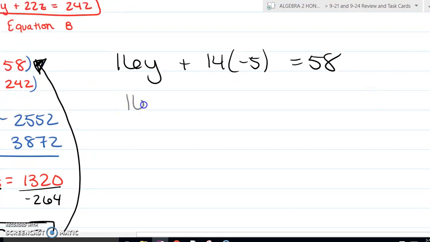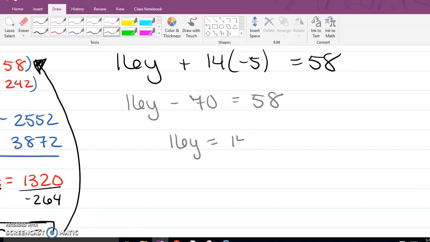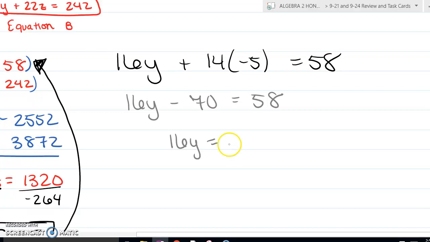Okay, so we'll simplify 16y minus 70 equals 58. Add 70 to both sides, which gives you 140. No, I don't know where I got that from. It should give you 128. And then divide by 16 on both sides, which you should get 8.